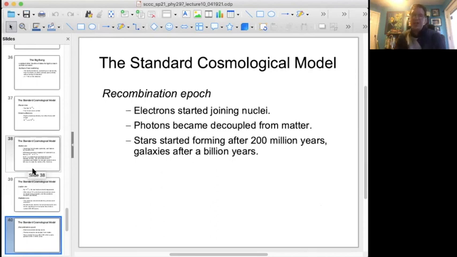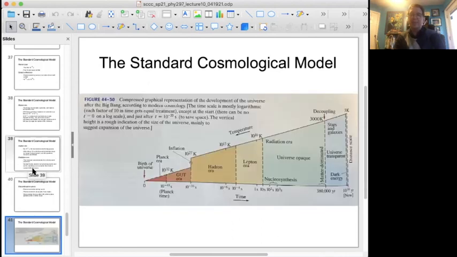Then you get to the recombination epoch, where electrons started joining nuclei. The electromagnetic force started pulling electrons into nuclei. Photons became decoupled from matter, meaning that they were no longer getting absorbed, and stars started forming after about 200 million years. Again, the original stars did not have any heavy elements, but it was through the death of stars that the heavy elements were created. And so stars started forming after 200 million years and galaxies after 1 billion years.